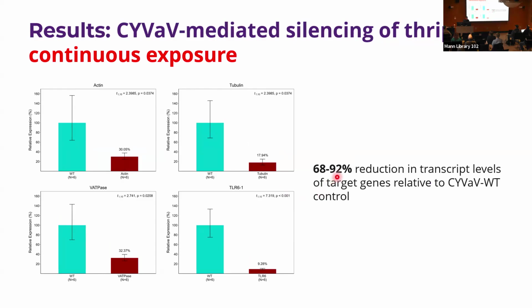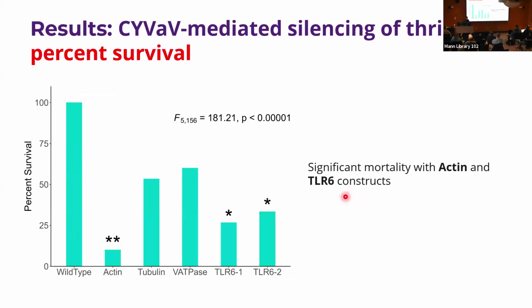And this is unparalleled because this is unlike we have seen before with any other vector virus, or the VIGS virus system, or reported that we know of in literature. That's all cool with the gene silencing, but what about survival of thrips? And we saw, and these are preliminary results, that there was a significant mortality of thrips, especially with the actin as well as TLR targets.